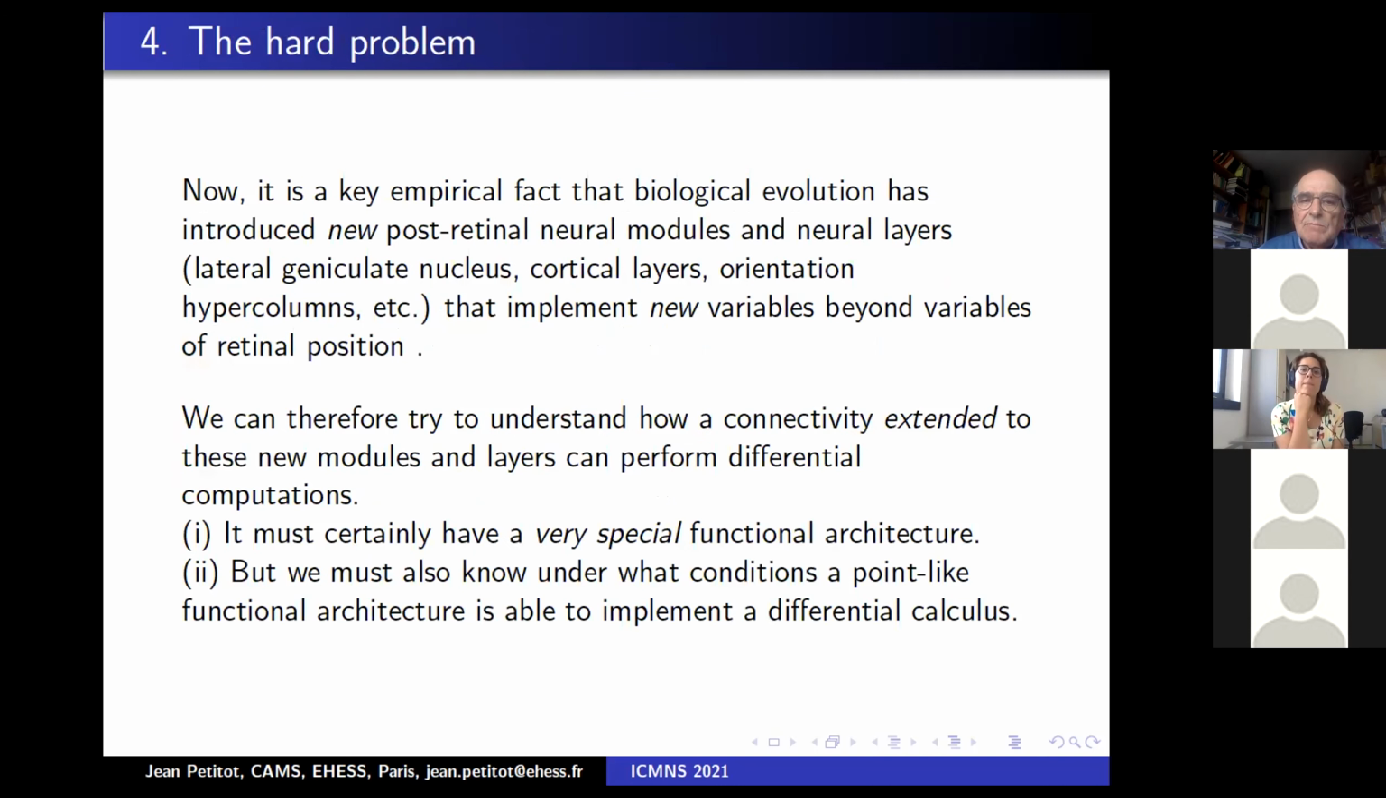Now, it is a key empirical fact that biological evolution has introduced new post-retinal neural modules and neural layers, such as lateral geniculate body, cortical layers, orientation hypercolumns, etc., that implement new post-retinal variables, beyond variables of retinal position. And so we can try to understand how a neural connectivity extended to these new modules and new layers can perform differential computations.